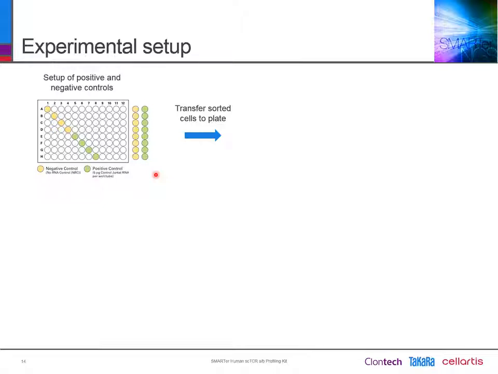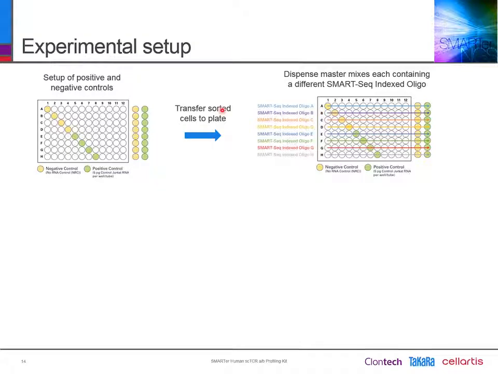So after you've transferred cells into the plate, the way the experimental setup works is you make 8 different master mixes for the full plate with the RT mix and the SMART index oligos, and dispense each mix horizontally such that each row of cells has its own index oligo. You then perform 96 individual cDNA synthesis reactions, and then you're going to do the pooling.